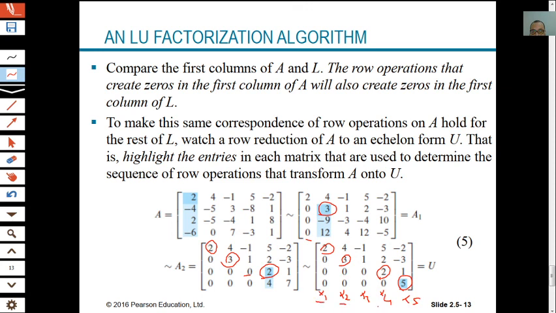x1, x2, x4 and x5 are basic variables, and x3 is a free variable. When we solve a system, if its coefficient matrix is the matrix A, this is the echelon form, U. x3 will be a free variable, namely we have infinitely many solutions for the system.